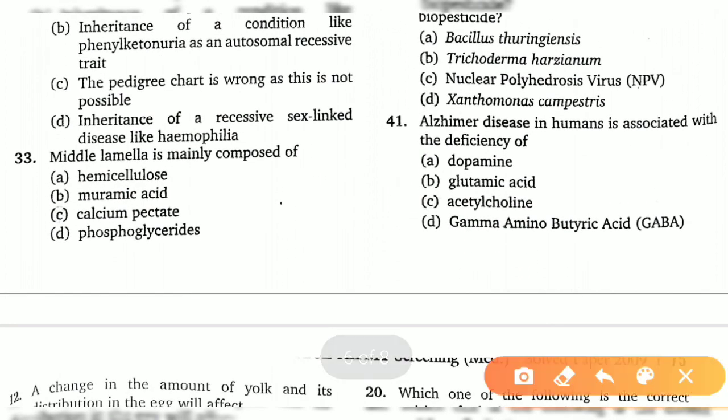Now 33rd question. Middle lamella is mainly composed of hemicellulose, muramic acid, calcium pectate or phosphoglycerate. So the answer is calcium pectate.